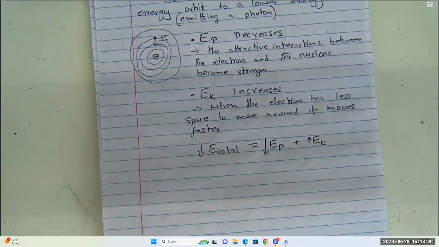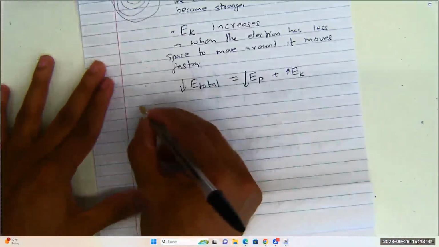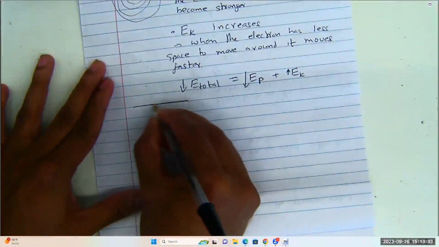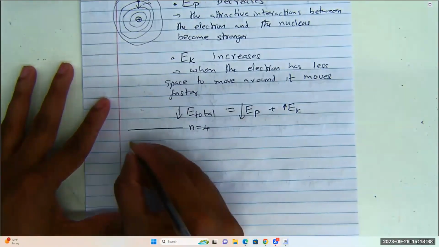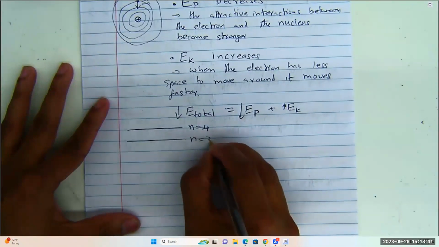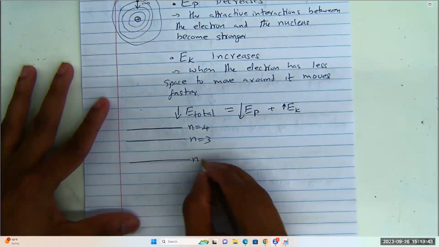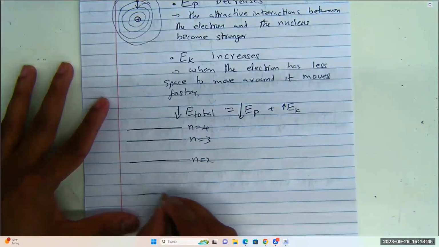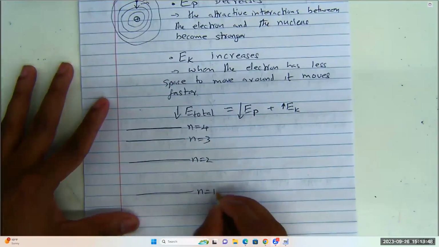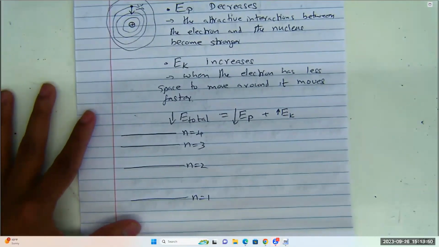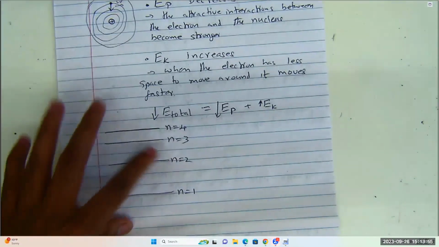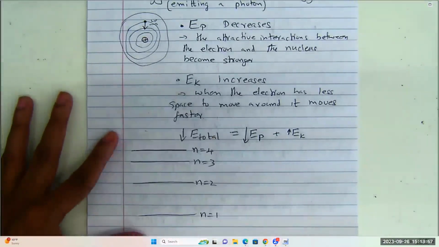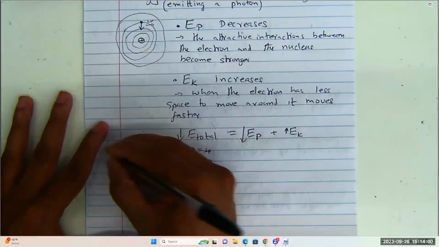All right. One last thing I want to do. Just for completion, it's going to help with your reading assignment as well, which is due tomorrow, by the way. n equals 4, n equals 3, n equals 2, and n equals 1. We have an infinite number of energy levels, but we are limited to these because we cannot draw everything here, right? And then the energy goes up this way.